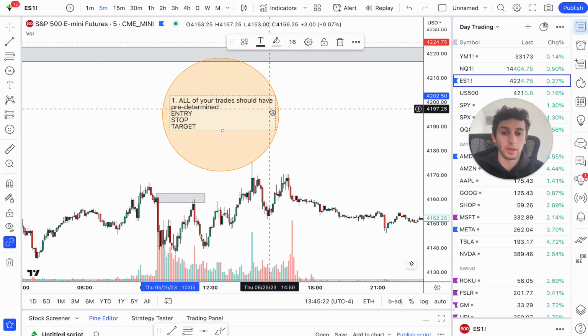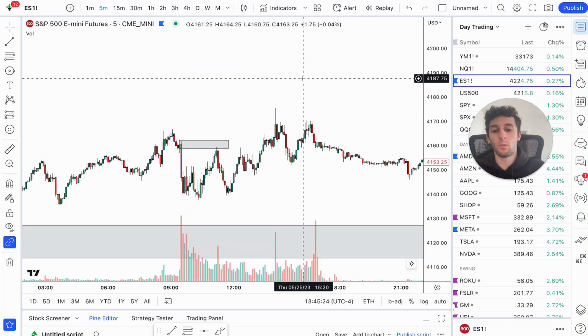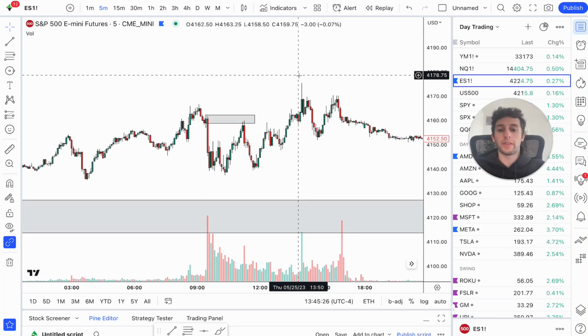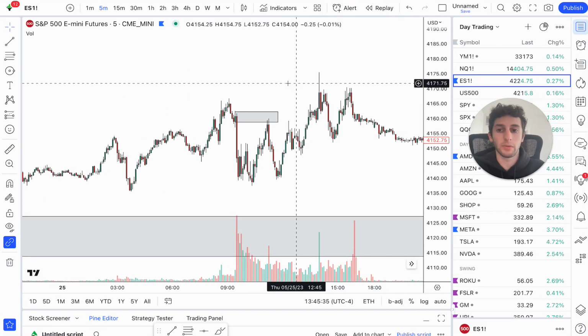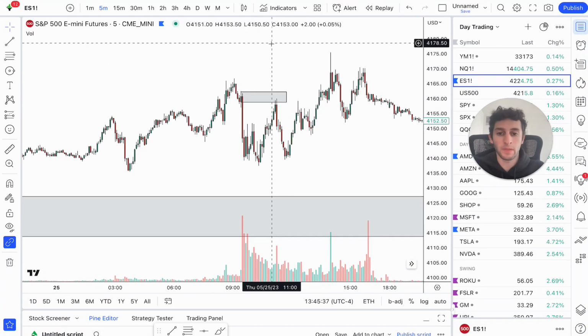Let me show you an example. I'm going to show you an example of a trade that didn't work out and how you could have managed it properly to essentially break even or get away with a profit. So let's go ahead and look at this example on ES. We're on a 5-minute chart.